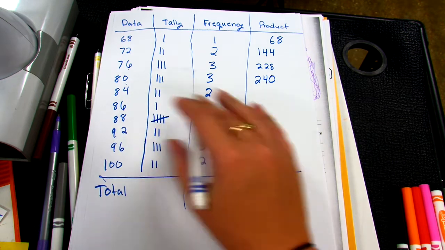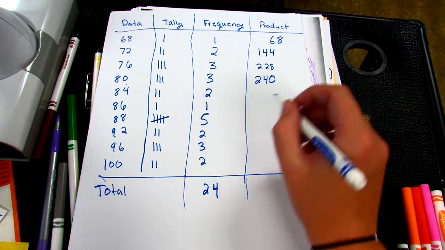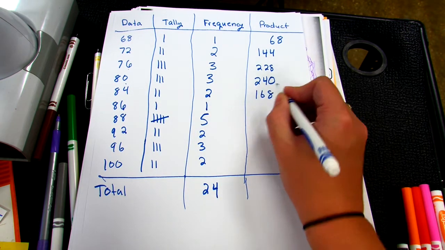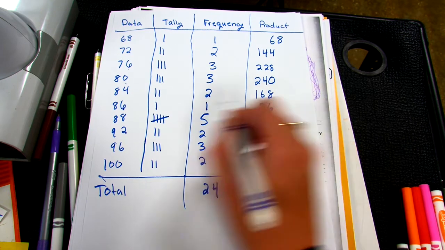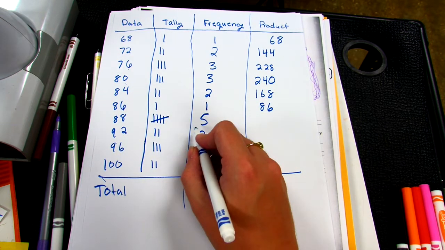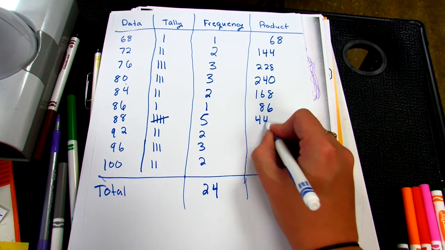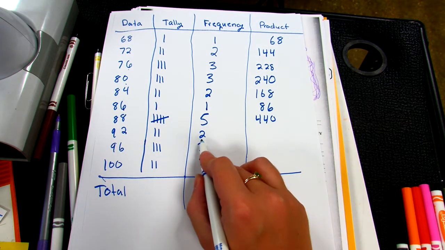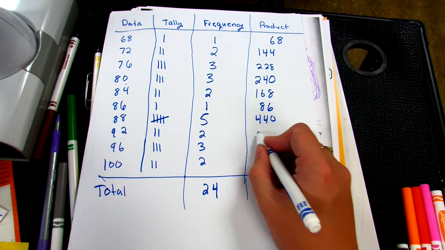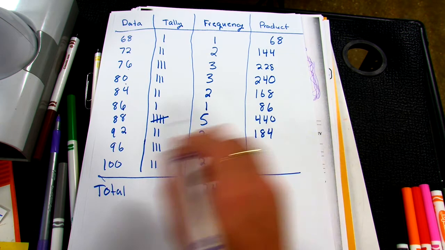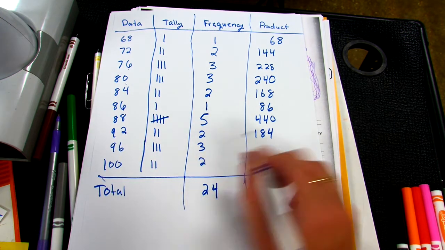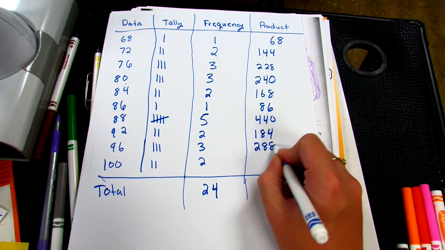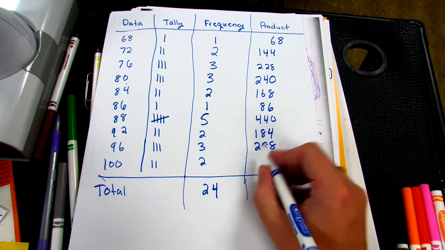So 84 times 2 is 168. 86 times 1 is 86. 88 times 5 is 440. 92 times 2 is 184. 96 times 3 is 288. And then 100 times 2 is 200.